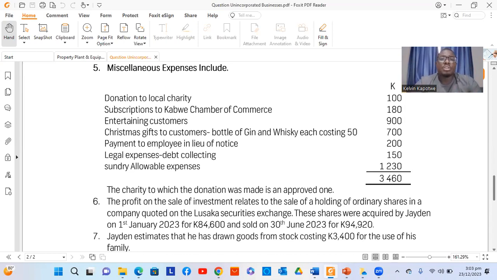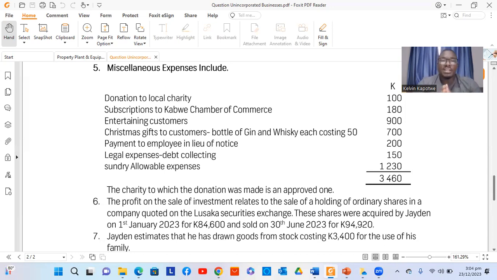Payment to employee in lieu of notice, that is an emolument, and as such, it's a business expense, so we don't waste time on that. We are going to allow it. Legal expenses on debt collecting. The normal legal expenses are allowable expenses for tax purposes according to the Income Tax Act. As such, that is not going to be disallowed. We are going to allow it.